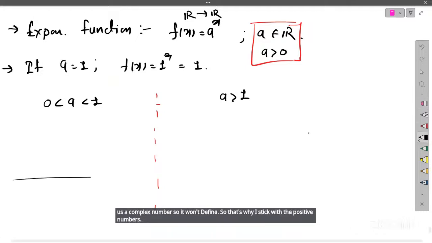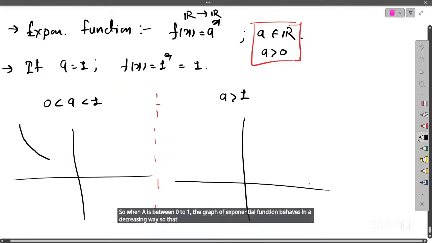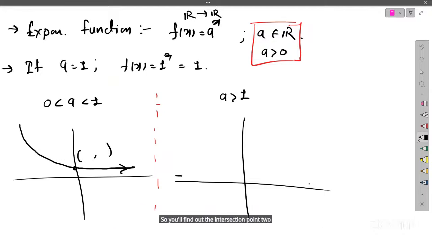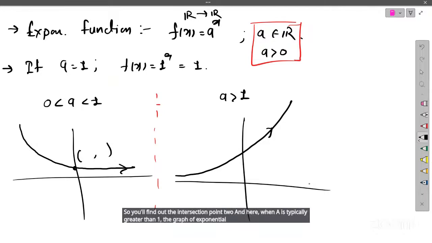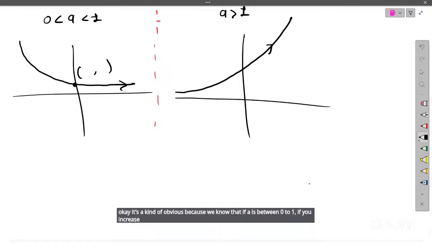So here we have two cases. The first case is when a is between 0 and 1, and the other is when a is strictly greater than 1, because we know that at 1 it's just a constant function. When a is between 0 and 1, the graph of the exponential function is decreasing, something like this, and the x-axis is the asymptote for this graph. When a is strictly greater than 1, the graph is increasing. It's kind of obvious, because if a is between 0 and 1 and you increase the power, the value decreases.